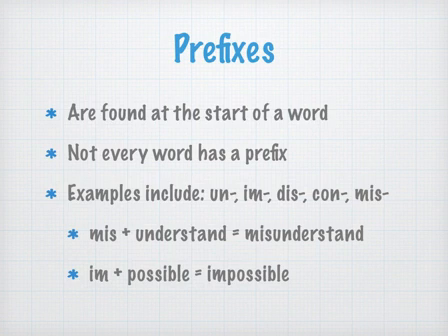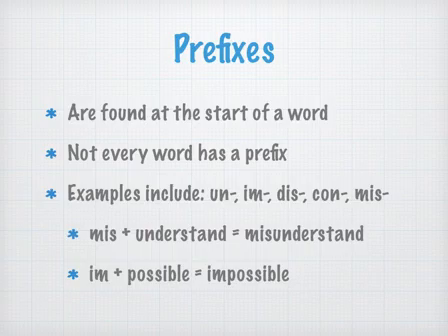The common ones are un, im, dis, con, and miss. So we can have a word, understand, and add a prefix, miss, to the front of it, and we get the word misunderstand. We can take the word possible, add the prefix im, and we get the word impossible.